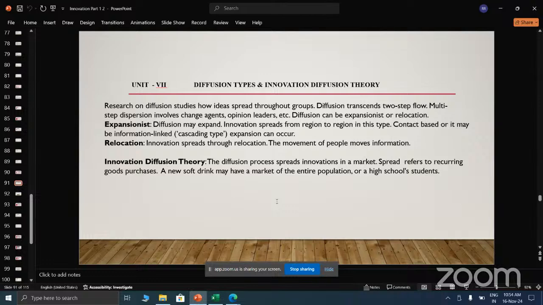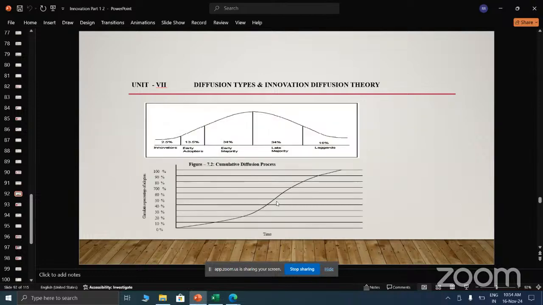The diffusion process spreads innovations in a market, and the spread refers to recurring purchases of goods or services. A new soft drink may have a market of the entire population or of high school students. You must have heard about Reliance Cola, which is coming now. So this is one of the examples. The phases include the early stage, that is around 2.5% innovators, then the early adopters, 13.5%, early majority, around 34%, the late majority, again 34%, and the laggards, 16%. These are the different diffusion types.